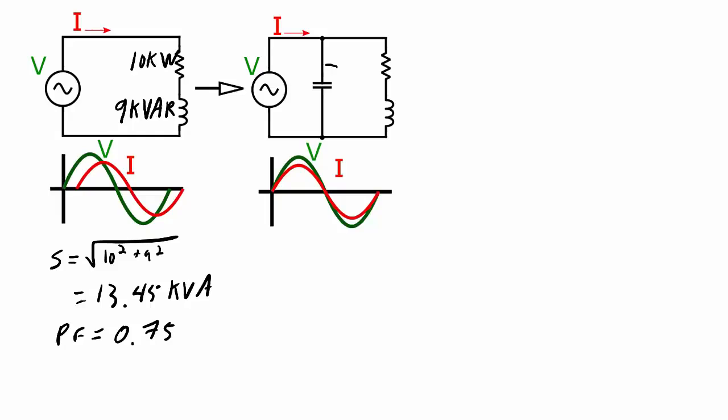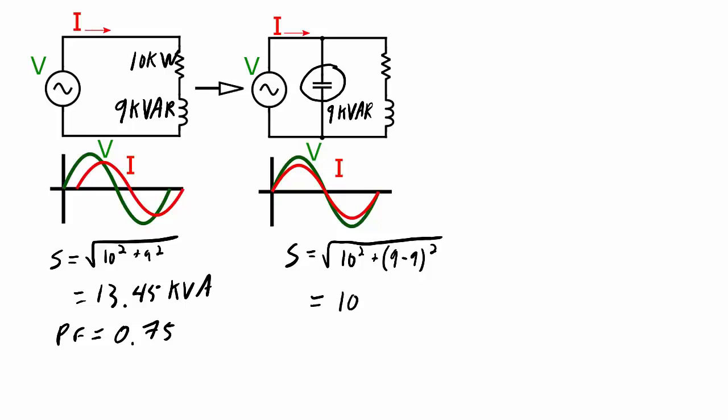Now if I introduce the capacitor here, and that capacitor has the same amount of reactive power as the inductor, 9 kVAR, my apparent power is going to be equal to the square root of 10 squared plus (9 minus 9) squared. The 9 kVAR of the inductor and the 9 kVAR of the capacitor cancel each other out, and I end up with the square root of 10 squared, which is simply 10 kVA. And since my apparent power and my real power are equal to each other, my power factor is going to be equal to 1. That's kind of as straightforward as it gets.